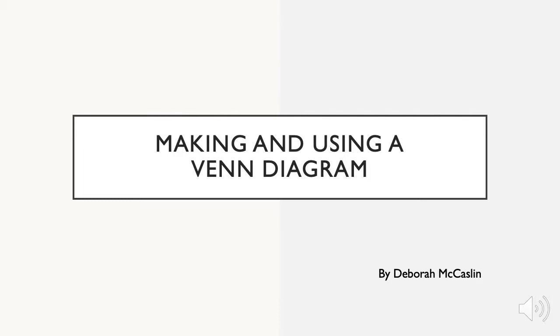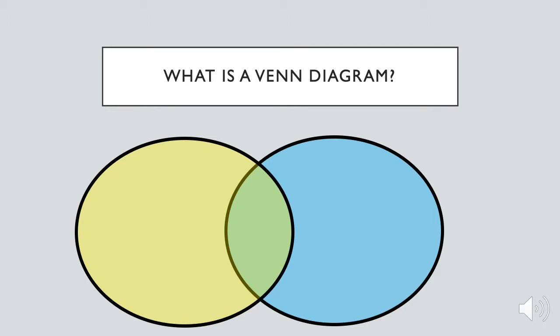So our topic today is making and using a Venn diagram. So the first thing we have to figure out is, what is a Venn diagram? It is just a way to visually show how to compare and contrast two or more objects or ideas. So in our yellow circle we have different, and then different in our blue circle, and then where they overlap there in the green area, you're going to see similar things that they have in common.